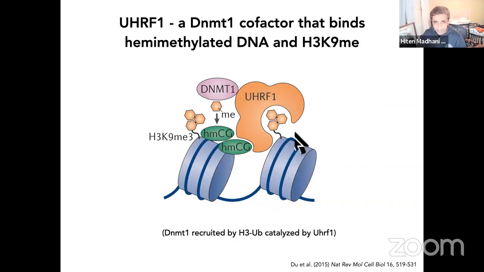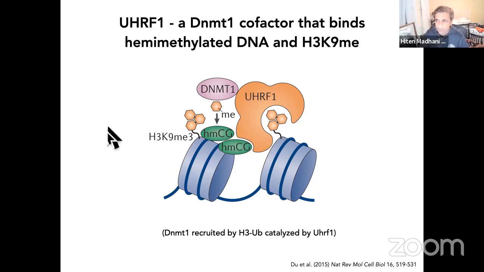So here's a little cartoon of maintenance methylation in which DNMT1 recognizes hemimethylated DNA and methylates it. UHRF1 also recognizes hemimethylated DNA and helps recruit DNMT1 through a direct interaction. And also UHRF1, which is not shown here, has an activity called a histone H3 ubiquitin ligase activity, which then ubiquitinates histones. Ubiquitination of histones is also recognized by DNMT1 and functions as a further recruitment mechanism.